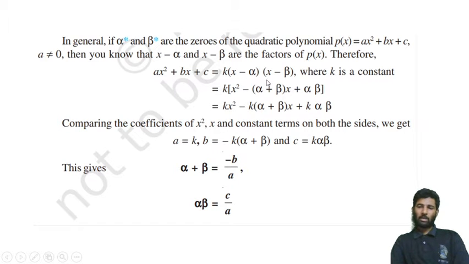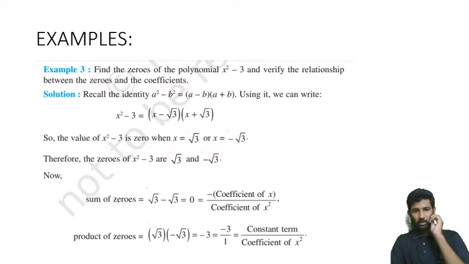Again, the right hand side has been solved and this will become one quadratic polynomial, so that we can equate the values. When we equate the values we get alpha plus beta is equal to minus b by a, and alpha into beta is equal to c by a. So that is about quadratic polynomials. Now let us see some examples based on this concept.